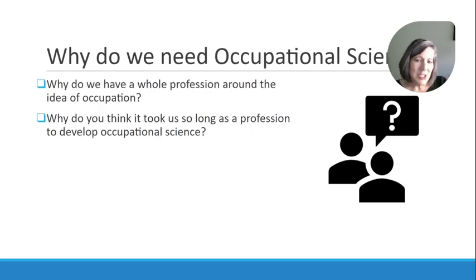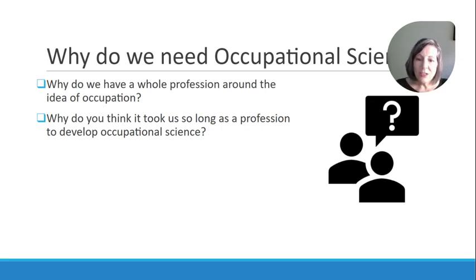Let's move on a little bit and talk about, why do we need occupational science? And why do we have this whole profession surrounded around this idea of occupation? What is it about occupation that is so important that we're going to create a whole profession to deal with it? Well, I think some of the reasons for that is that people are occupational beings, that people need occupations in order to feel fulfilled. We aren't just beings, we're also doings. We have to be involved in doing something.